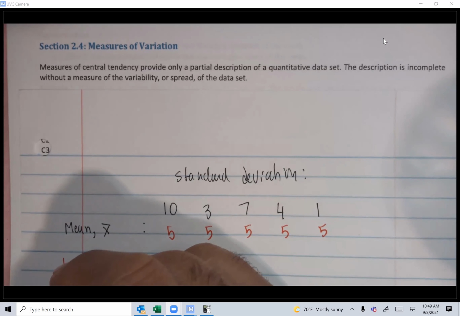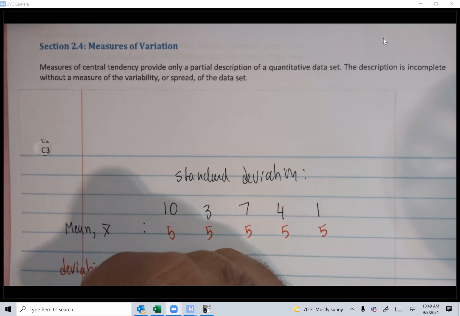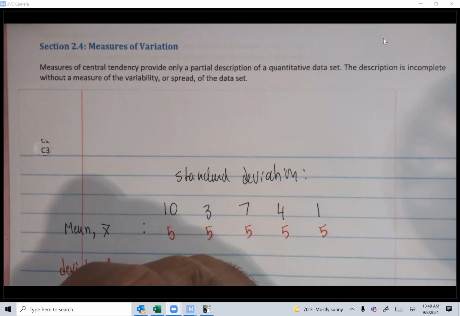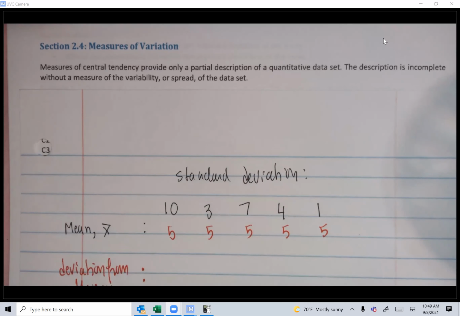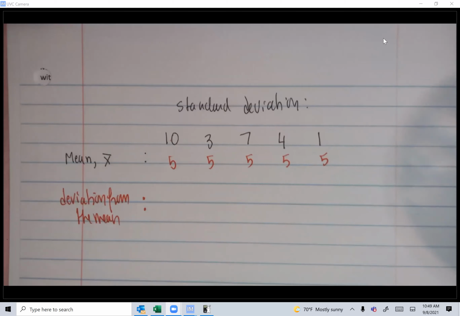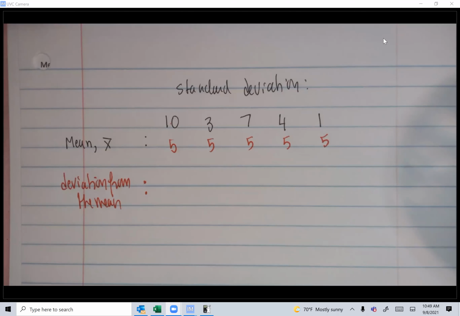Okay, here I'm going to ask a question. How far does the data value 10 deviate from the mean? How far apart is 10 from the mean? Can someone answer this question? How far is 10 away from 5? 5. It's 5 above.